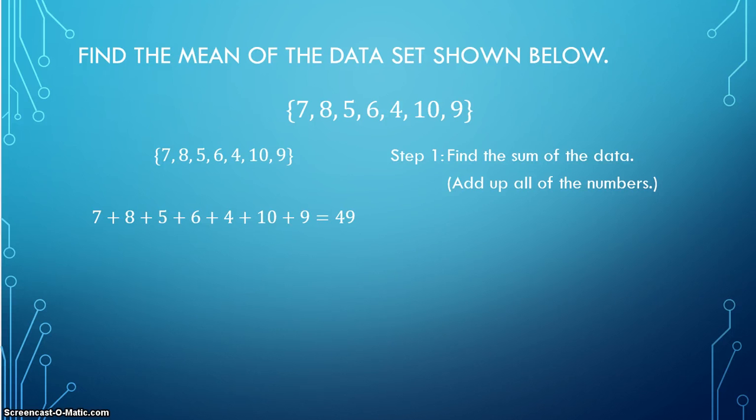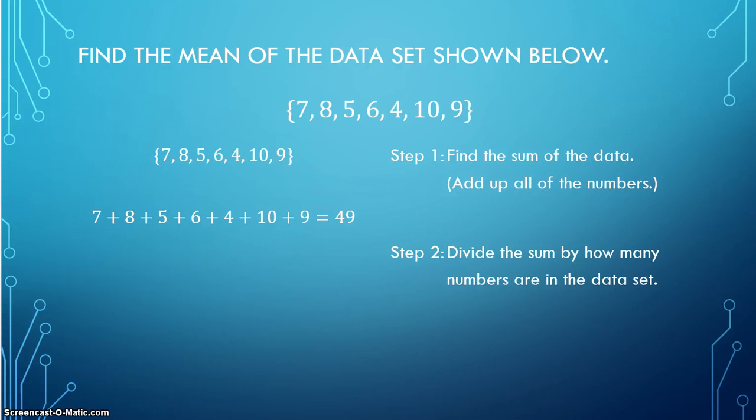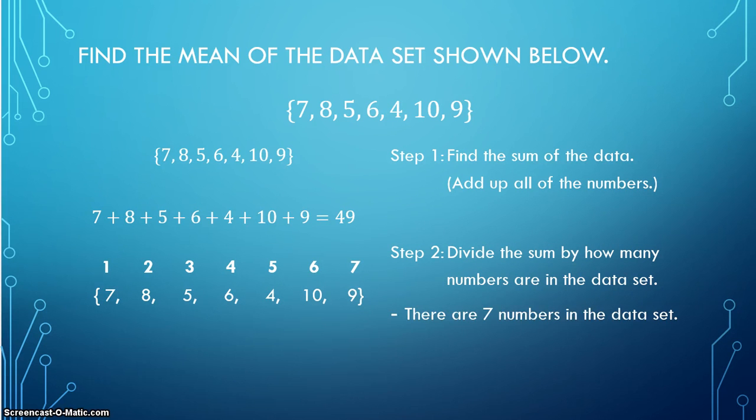Since we have our sum, we can move on to the second step, which is to take that sum and divide it by how many numbers are in the data set. So we need to count how many numbers we have. Our data set is 7, 8, 5, 6, 4, 10, and 9. 7 is the first number, 8 is the second, 5 is the third, 6 is the fourth, 4 is the fifth, 10 is the sixth, and 9 is the seventh. So there are 7 numbers in our data set.